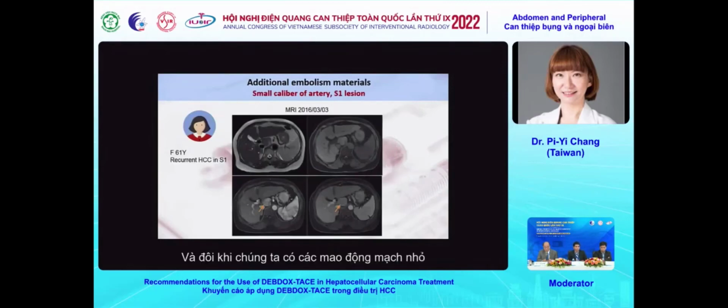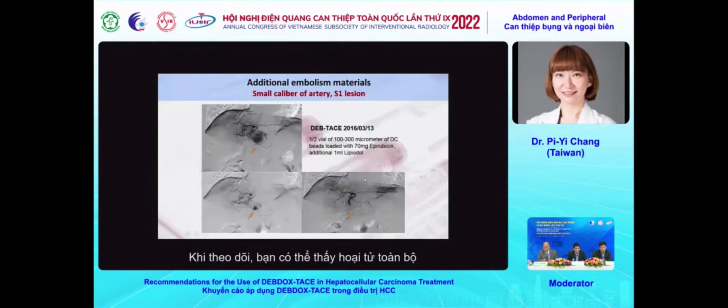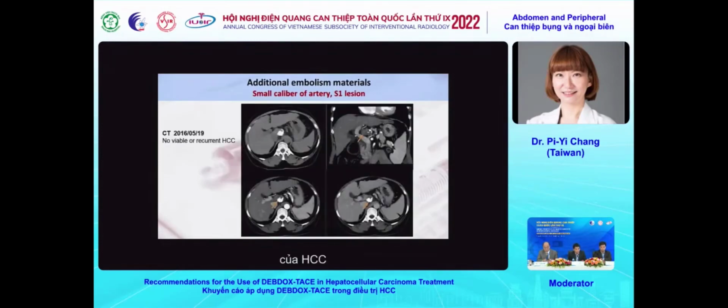And sometimes we have a small caliber of artery with just one lesion. In this kind of situation, I will also add some lipiodol. So this is the tumor located in segment 1. And in the follow-up, you can see the total necrosis of the HCC and some lipiodol retention. So this is a complete response case.